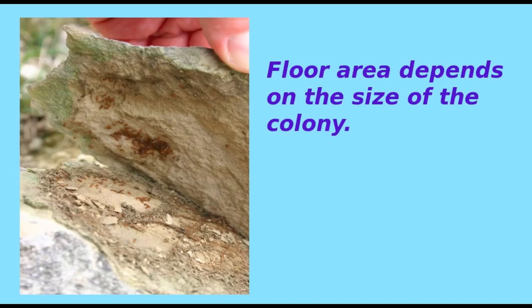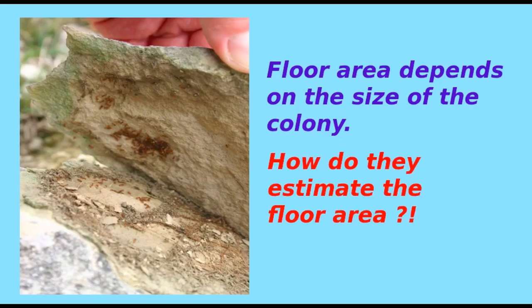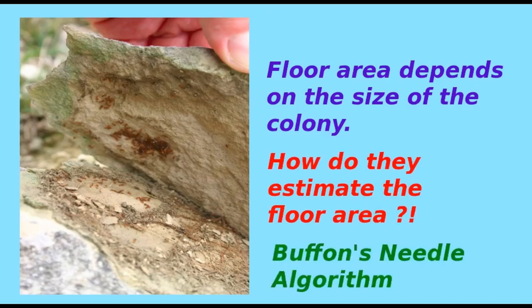In their natural habitat, they have been observed to choose rock crevices of appropriate area. This means they somehow estimate the floor area of the rock crevices. How do they do it? They seem to use a technique called Buffon's needle algorithm. Let us see what that is.